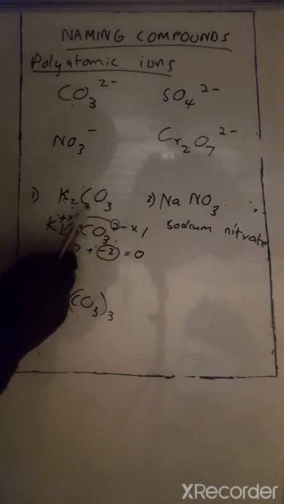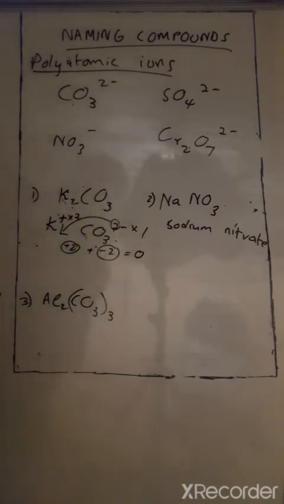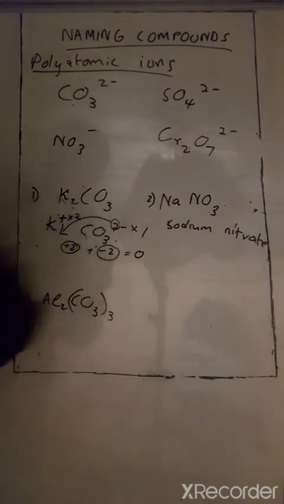Hence, there's only one carbonate. We don't write 1, remember, because 1 times any number is that number. 1 times x is x. 1 times carbonate is carbonate. So we do not write any ones.